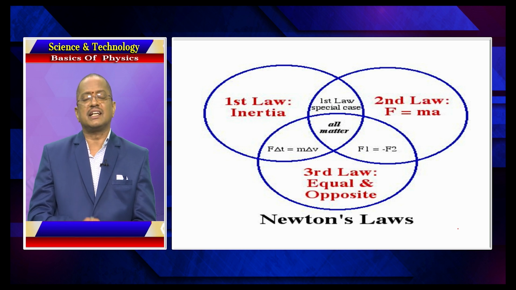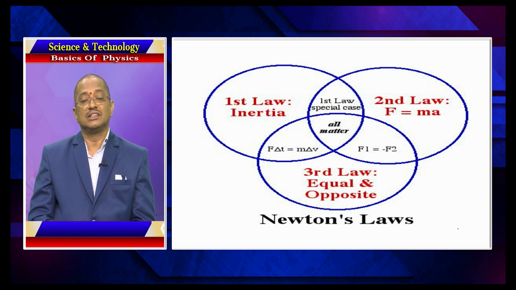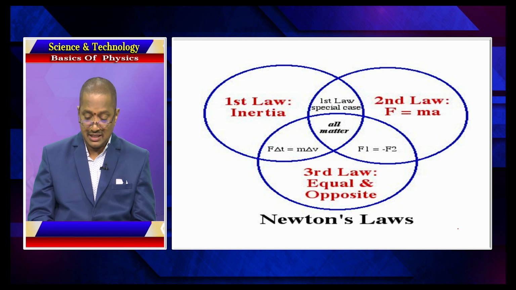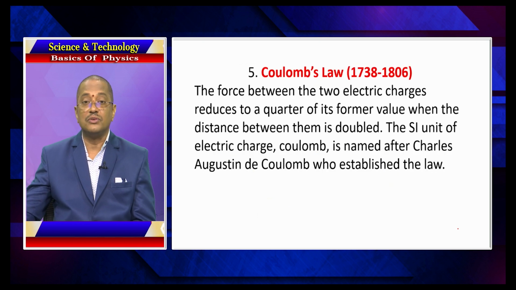The second law says that F equals ma. Correct? Here the rate of change of momentum is force. So F equals ma. And the next one, the third law, says that for every action there is an equal and opposite reaction. That is the relation. The first law is a special case of the second law here, and these are the three different laws of Newton. Okay. Now, moving to the next one.